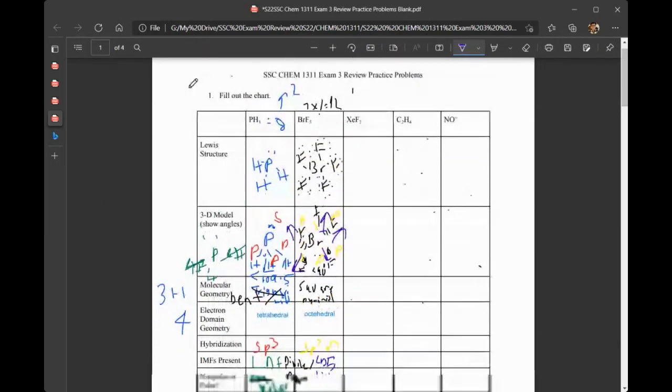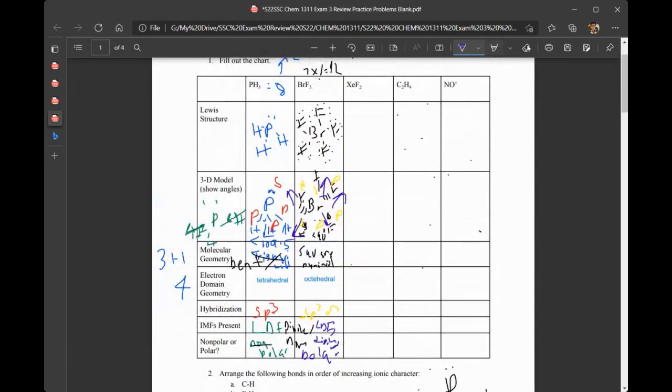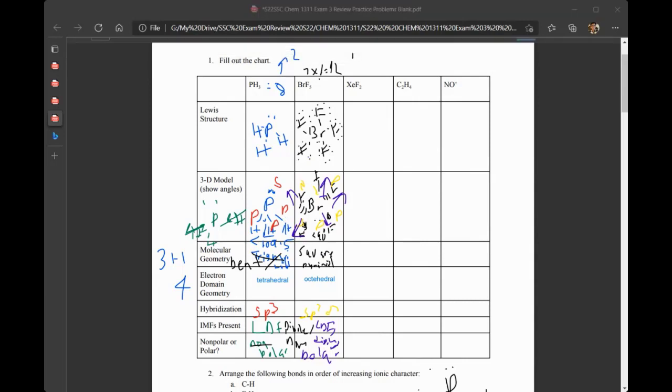Cool. So let's go ahead and erase these little marks right here. Okay, cool. So I'll give you all a few seconds to work on XeF2, and then we can go ahead and get started.